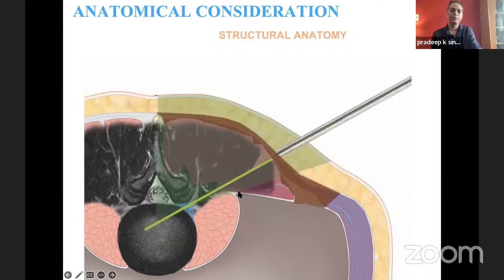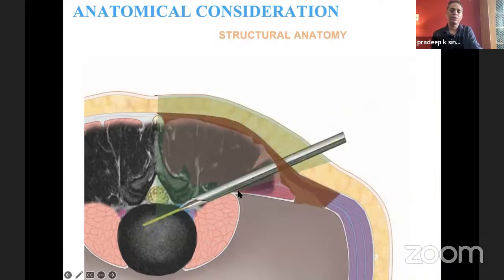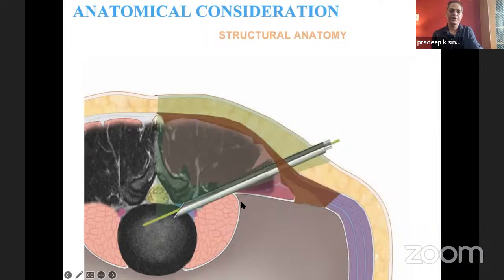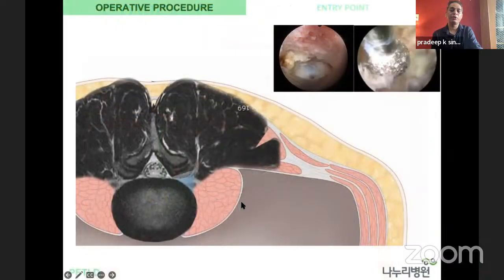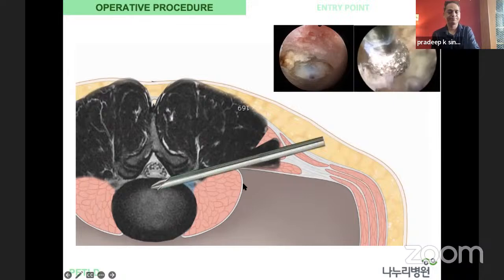So what you need to do is push the scope down in order to reach nearer to the pathology, or alternatively, foraminoplasty is one option which Dr. Datar is an expert on. You need to undercut the ventral surface of the superior facet, and you can easily then go down inside.